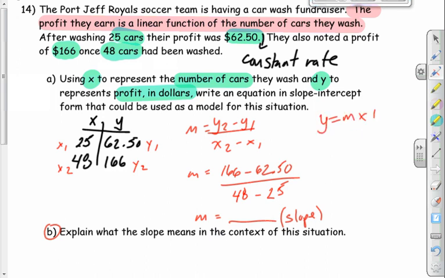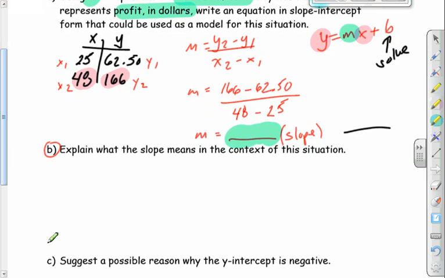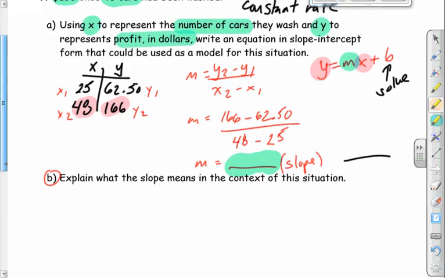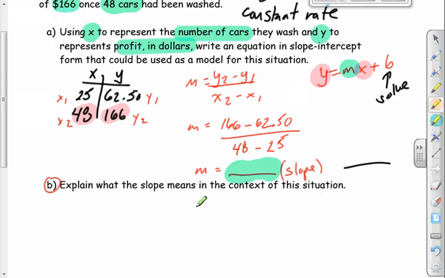To find the y-intercept that would model the situation, you'll take the value that you got here and substitute it in for m in our slope-intercept form. Then you'll choose a set of ordered pairs, say 48, 166, and you'll substitute them in for x and y, and you'll be solving for the y-intercept, the b. That answer has a follow-up question as well in part C, and you'll need to try and suggest a reason that that value is coming out negative.